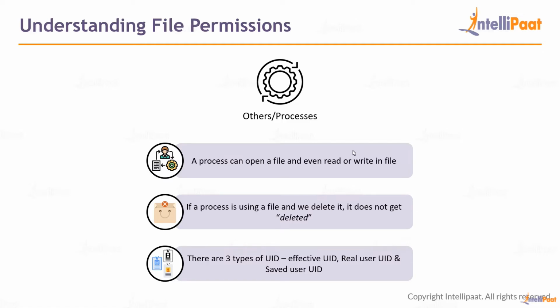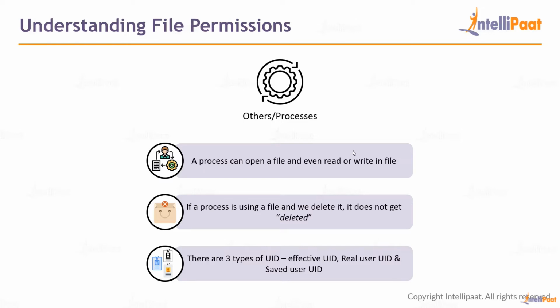And if a process is using a file and we delete it, it does not get deleted. So what does this sentence exactly mean? Let me explain it to you. While a process is running and it is using a particular file, if you delete that file, you would see that the file is not available in the system, but the file will not be deleted. It will be just deleted blatantly from the top, but from the memory it will not be erased.